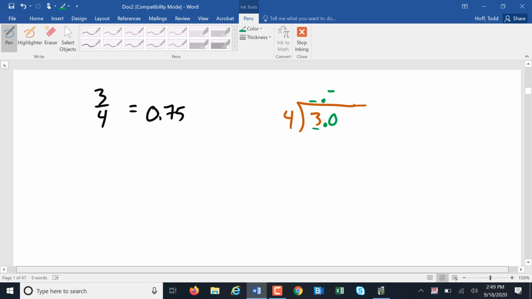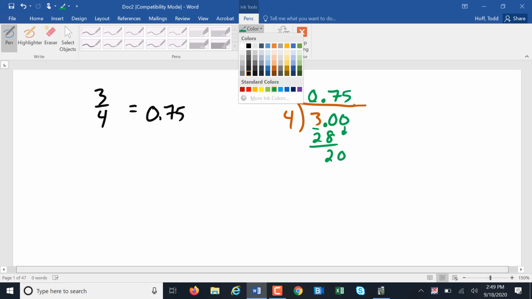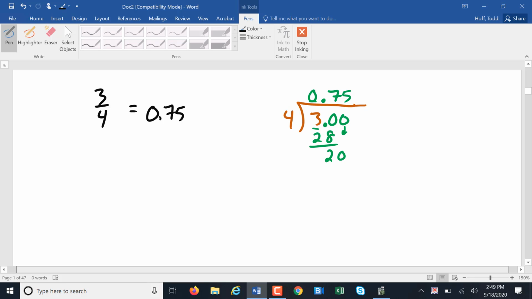4 goes into 30, 7 times. 4 times 7 is 28. That leaves 2. We'll add another 0 and bring it down. 4 goes into 20, 5 times. So 0.75, whichever way you prefer to say it.